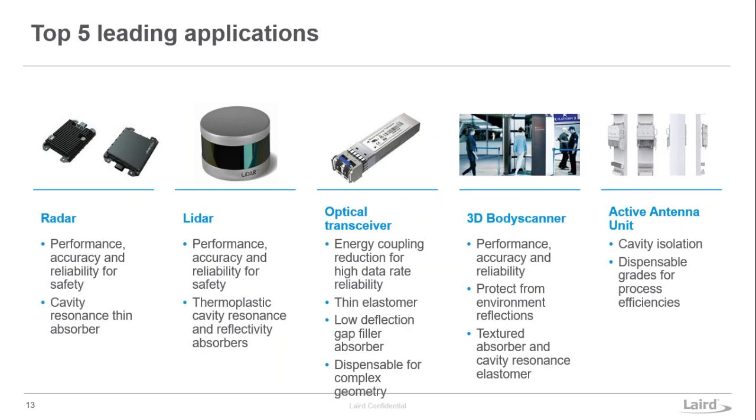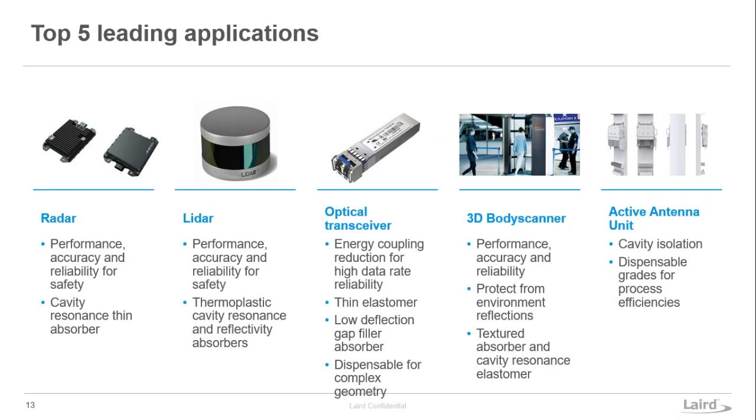And the last example is in the telecom area, the active antenna unit. This is already true for the previous generation, but going even more complex, those active antennas show a very complex cavity design in diecast that you need to isolate. And as I mentioned, absorber is used in combination with the diecast itself, which is used not only as a structure and a heat spreader, but also as an EMI shield, the Faraday cage.